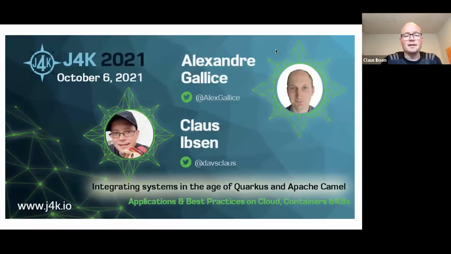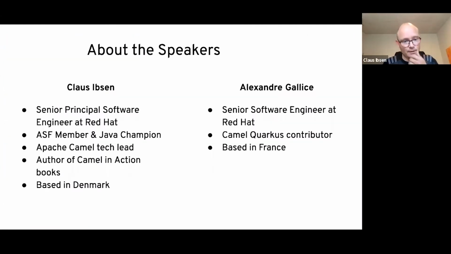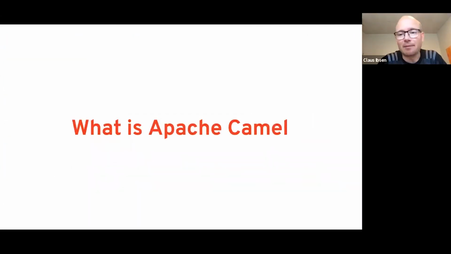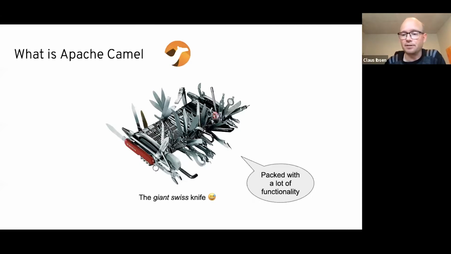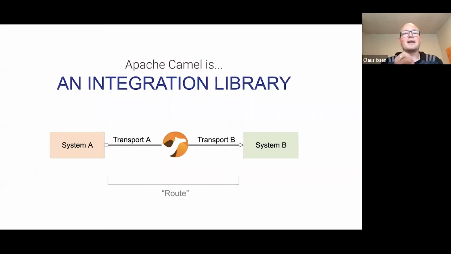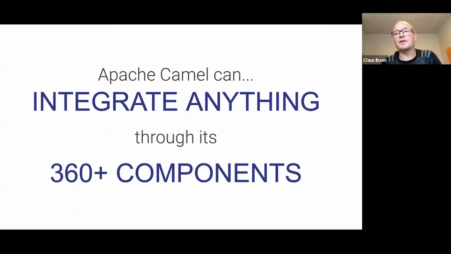So welcome again, and I'm here to give a talk about integration using Apache Camel and Quarkus. So what is Camel? Well, Camel is the Swiss knife of integration. It's actually a giant Swiss knife because Camel comes with a lot of functionality. Camel is an integration library, so you use Camel for integration. But what Camel is famous for is that it can integrate almost everything.